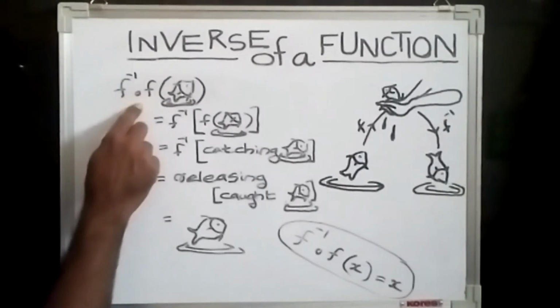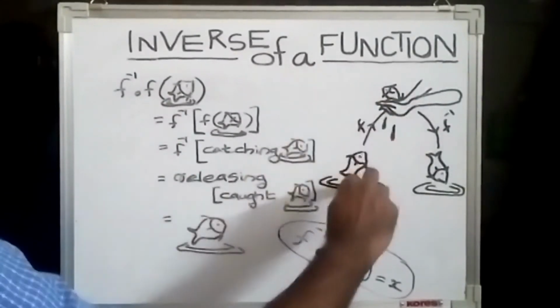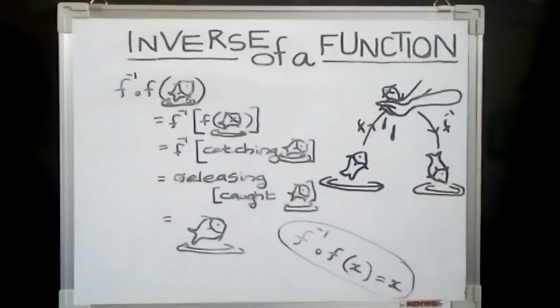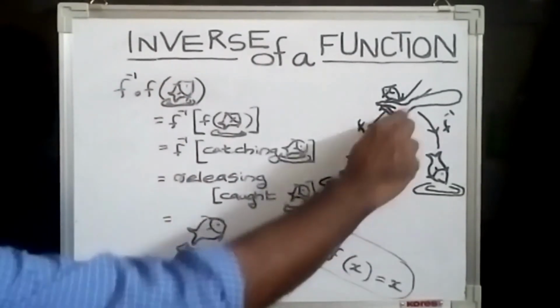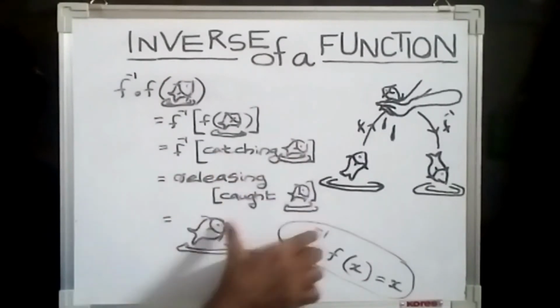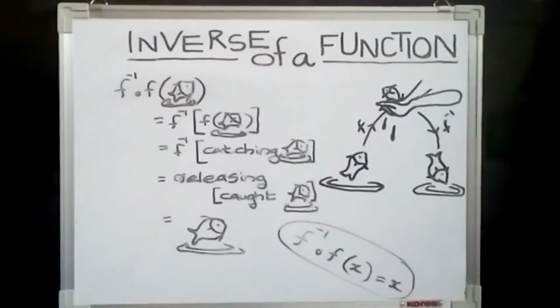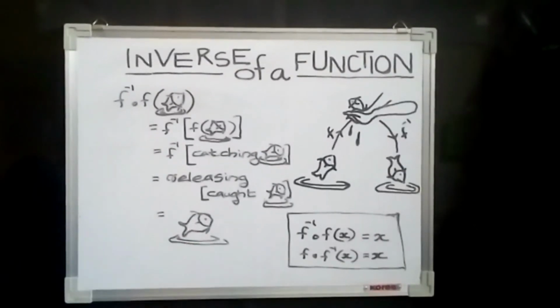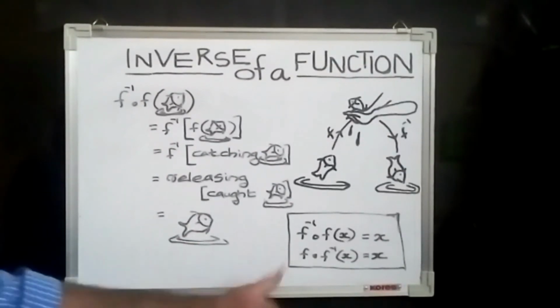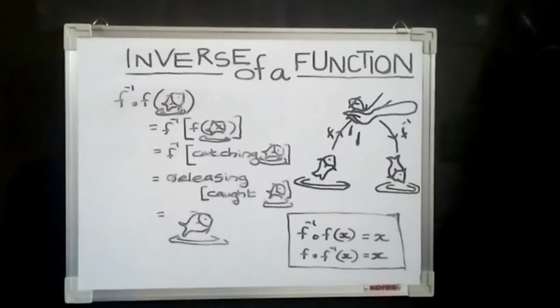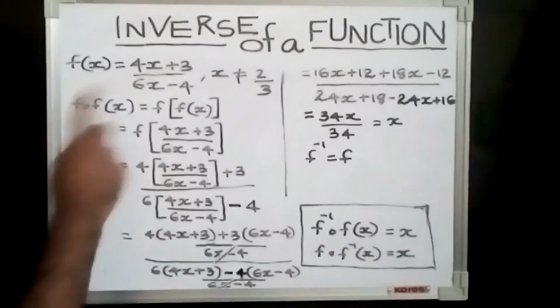f is the function of catching the fish in the water and f inverse is releasing the fish. Now, f inverse of f of fish in the water: f inverse is releasing the caught fish, and releasing the caught fish gives the fish in the water itself. We got the initial value itself. I think you are motivated. Thank you. So it is just for motivation. We have f inverse of f of x equals x and f of f inverse of x equals x. Now look at this worked out example.